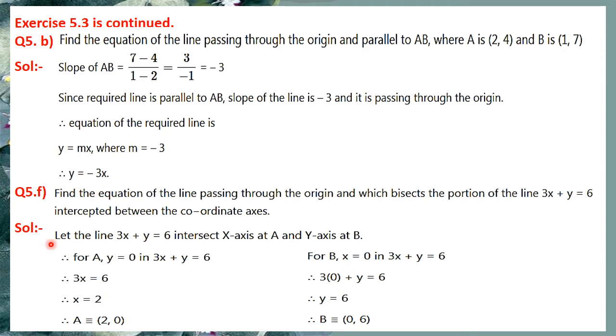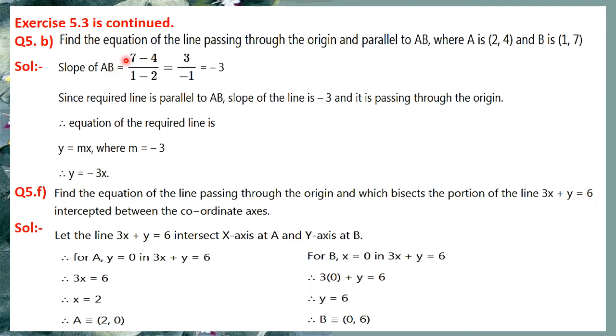Question number 5b. Find the equation of the line passing through the origin and parallel to AB, where A is the ordered pair (2, 4) and B is the ordered pair (1, 7). Here the required line is passing through the origin and parallel to the given line AB. So first we will find the slope of AB. Then the same slope will be the slope of the required line.